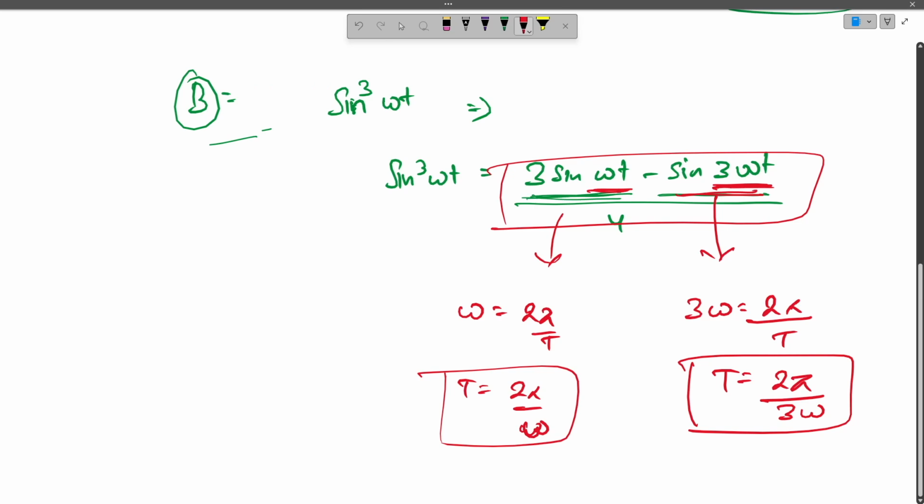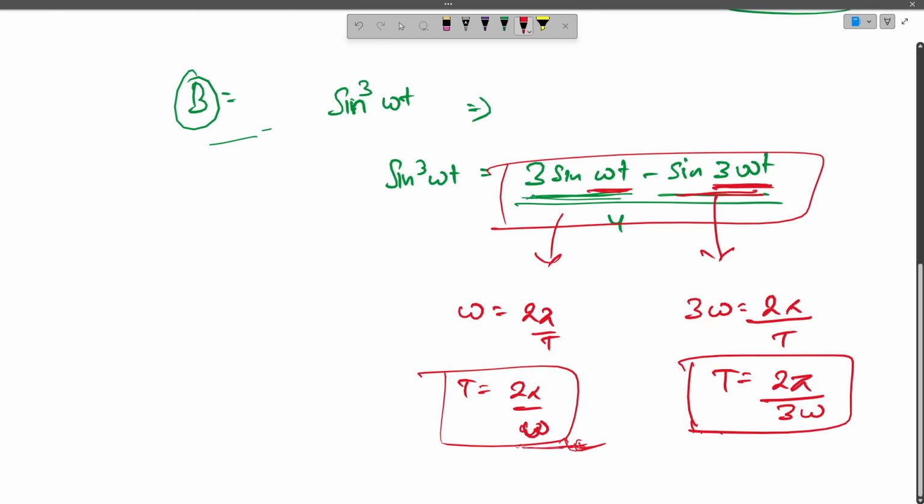Now we can see that this first part is 3 times that of the second part. So here the time period of the second part is much lower than the first part. So we can say that for the addition of these two, the time period for the collective function would be equal to 2 pi by omega, because this is the larger time period for which the function is repeating.